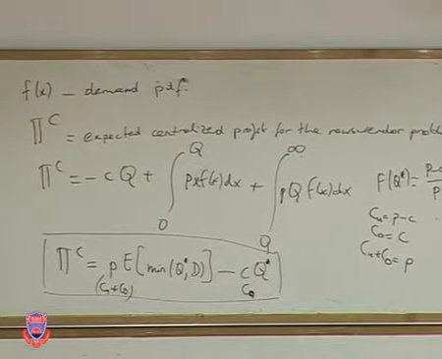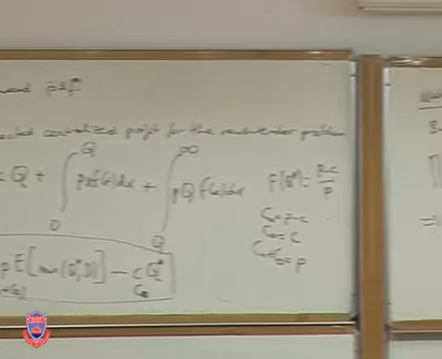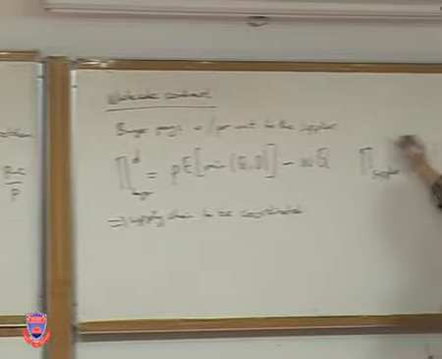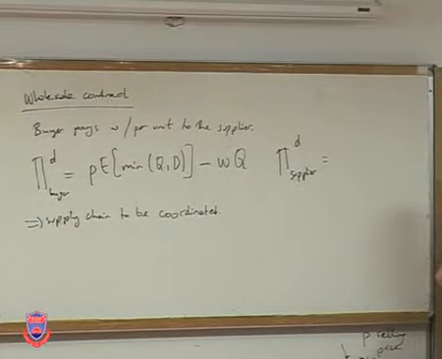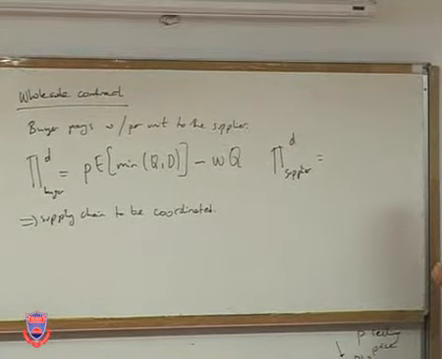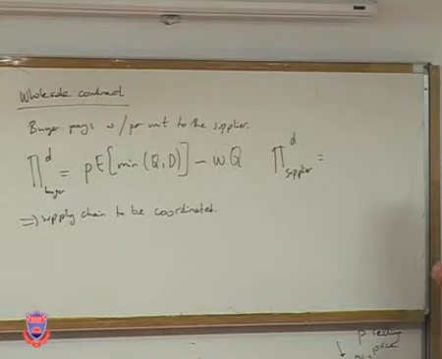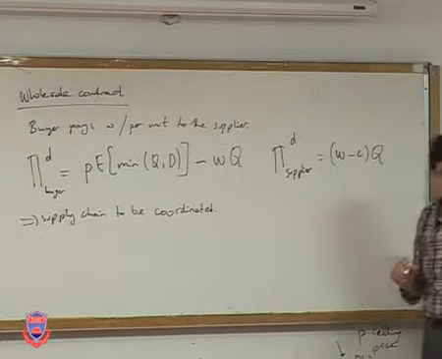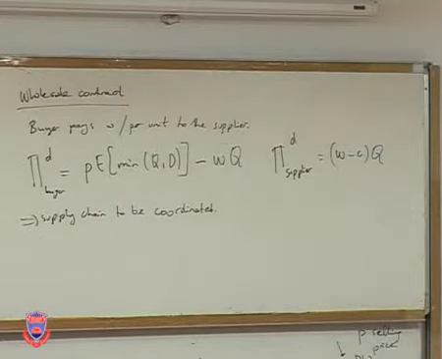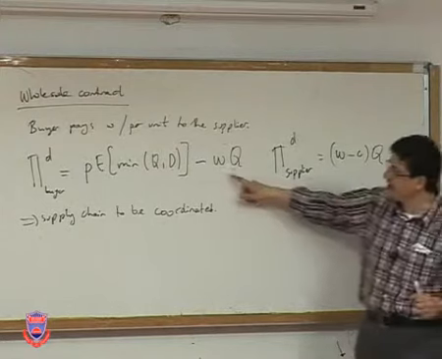Now, what is the profit of the supplier in this decentralized case? Can you tell me what the profit is? Okay, W minus C times Q. So this is the profit of the supplier, because regardless, the supplier is only reacting. Remember, if you give me an order of Q, I'm going to manufacture an order of Q.